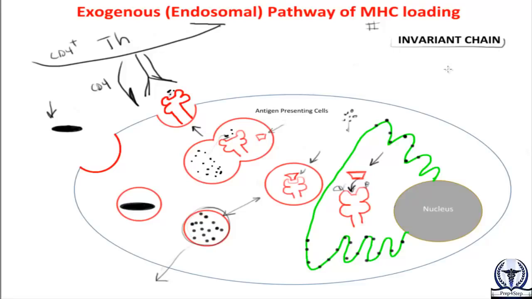Okay, so that's the invariant chain pathway, or the endosomal pathway, and that concludes the discussion of MHC type 2.